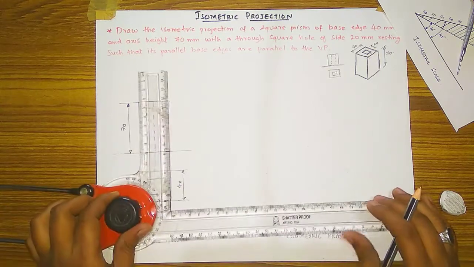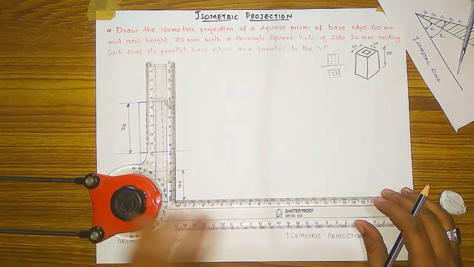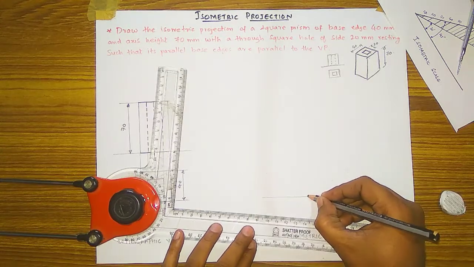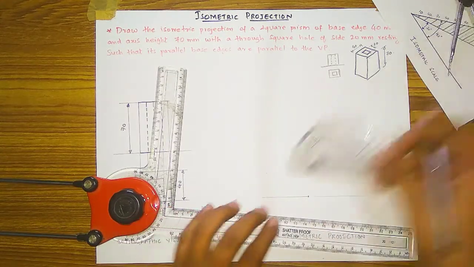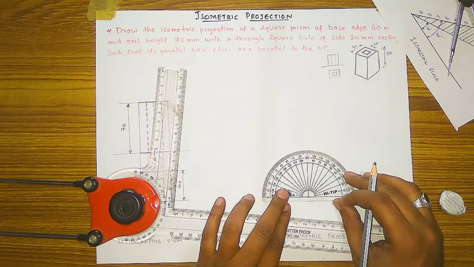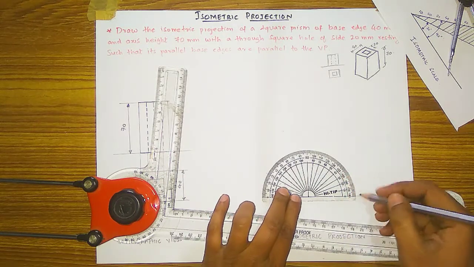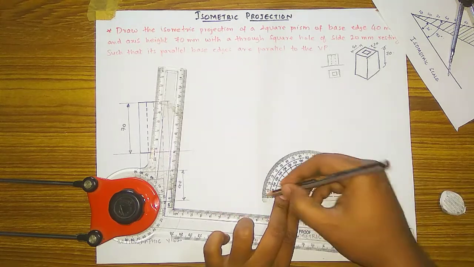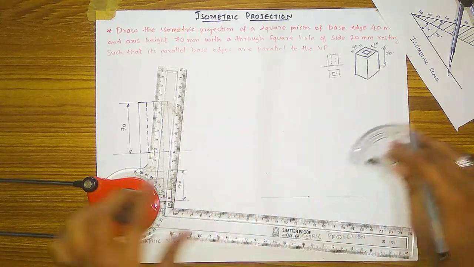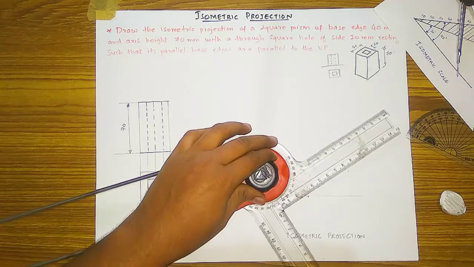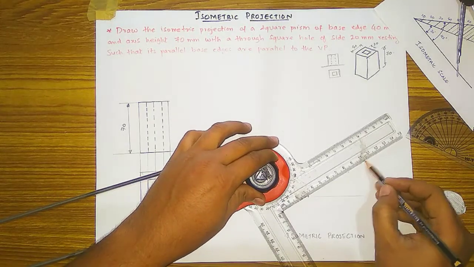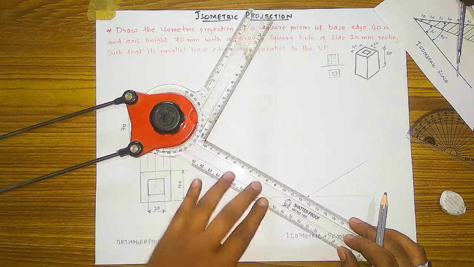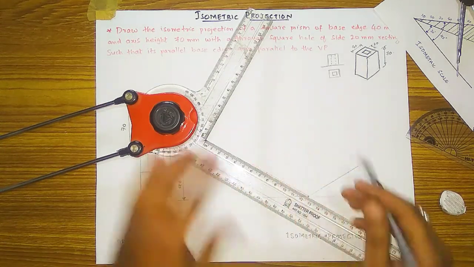Now to draw the isometric projection of the square, first you have to draw an imaginary line, this much, and take a dot. On that dot, put your protractor correctly and take a 30-degree angle from here and a 30-degree angle from here. And with those dots, draw lines at a 30-degree angle like this. How much you want to take, that much is convenient.